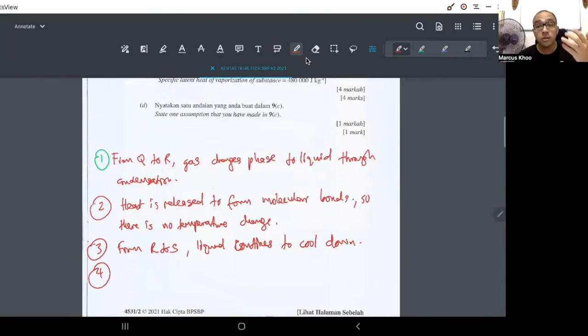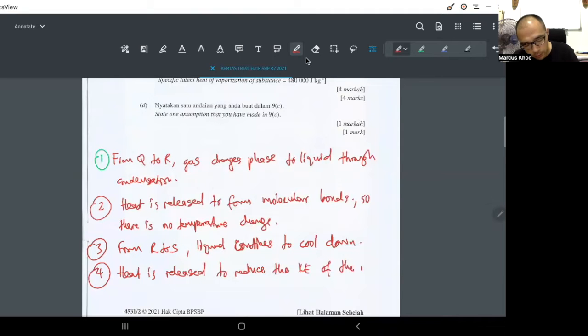And then again, talk about why heat is released, which involves the temperature change. So heat is released to what? Kalau kita absorb heat, it is to increase the kinetic energy. So now it's the opposite. We release the heat to reduce the kinetic energy of the molecules. So the temperature decreases.